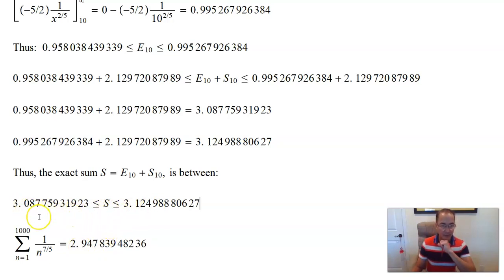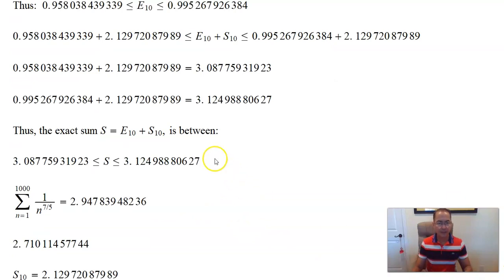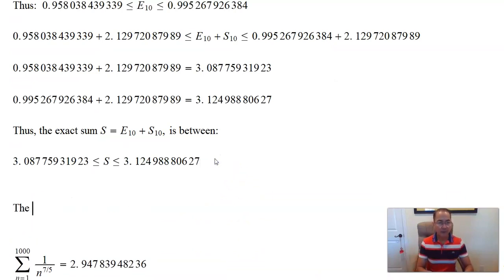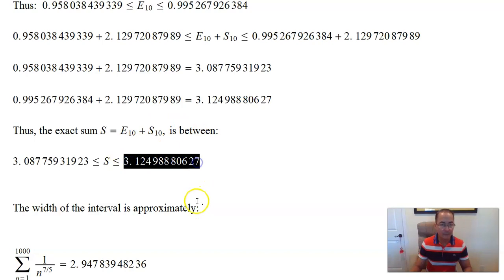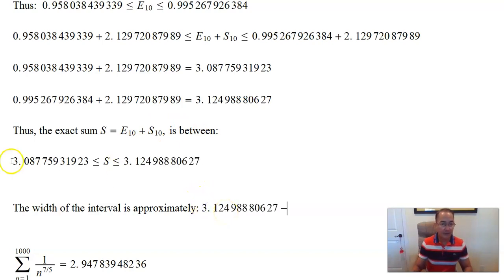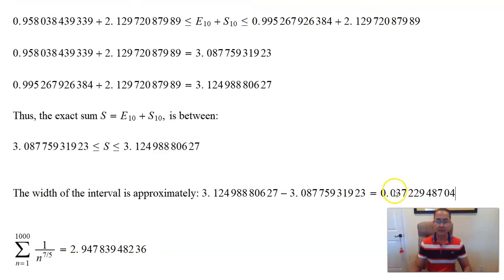Okay, but this is our A, this is our B. All right, look at the difference. 0.08 and 0.12. Okay, that's about 0.04. Let's make it more accurate. Okay, so the width of the interval is approximately this minus this, which is approximately 0.03, yeah, it's smaller than 0.04.